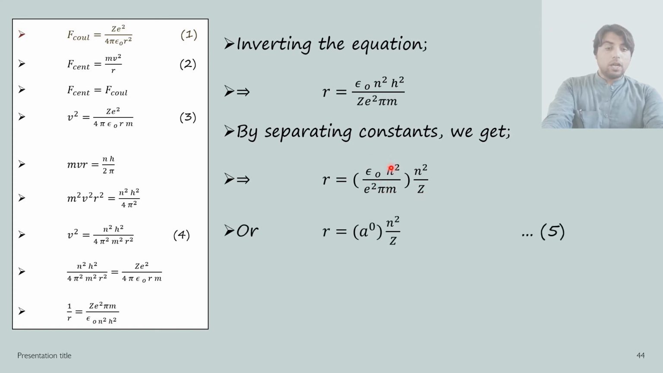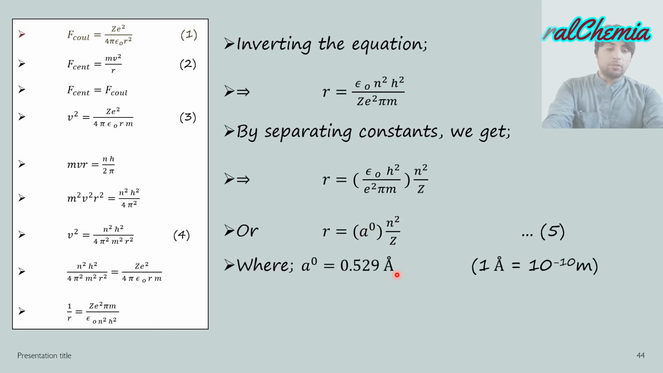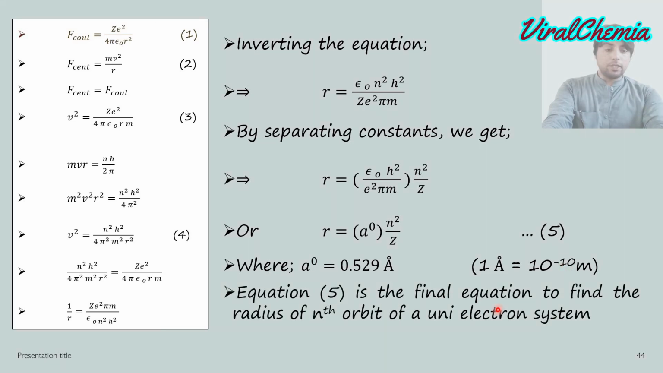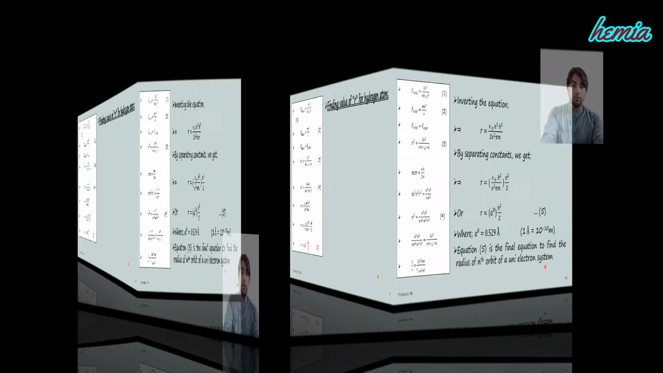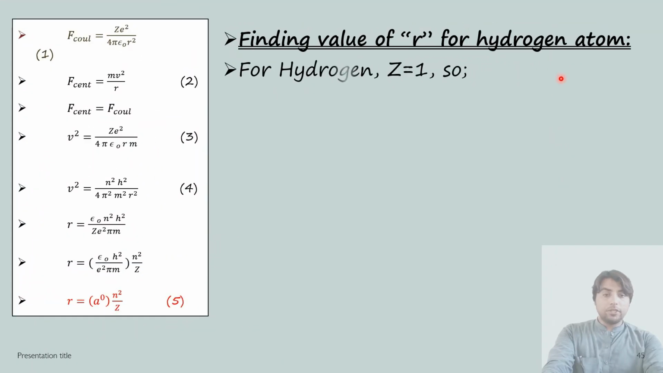Or we can assign this constant a value of a naught, which equals 0.529 angstrom, and 1 angstrom equals 10 power minus 10 meter. Now this equation is the final equation for the radius of the nth orbit of a uni-electron system. Now finding the value of r for the hydrogen atom.